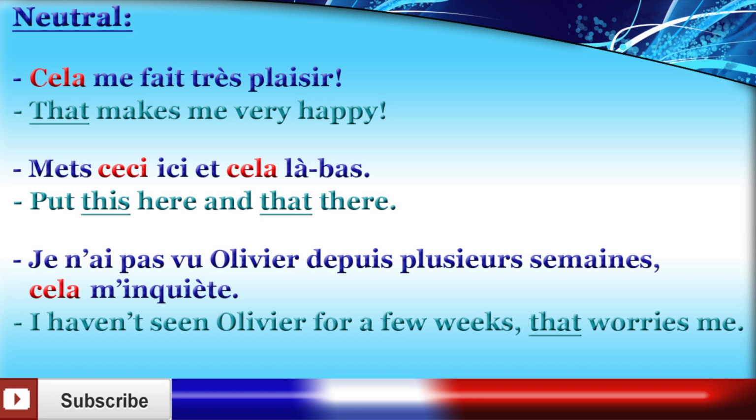Cela me fait très plaisir. That makes me very happy. Mets ceci ici et cela là-bas. Put this here and that there. Je n'ai pas vu Olivier depuis plusieurs semaines. Cela m'inquiète. I haven't seen Olivier for a few weeks. That worries me. Notice that in the second example we have used ceci. This is because the difference between this and that here is important and so needs to be emphasized.